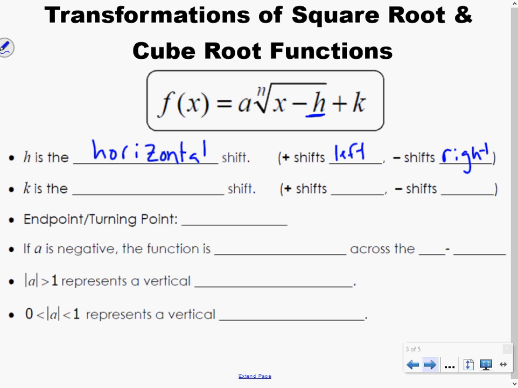Backward, okay, and then k corresponds to the vertical translations. If it's plus some number, it goes up. If it's minus some number, it goes down.